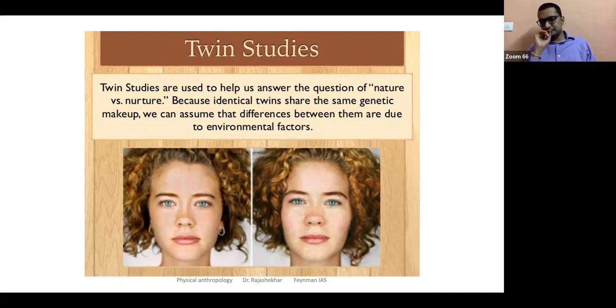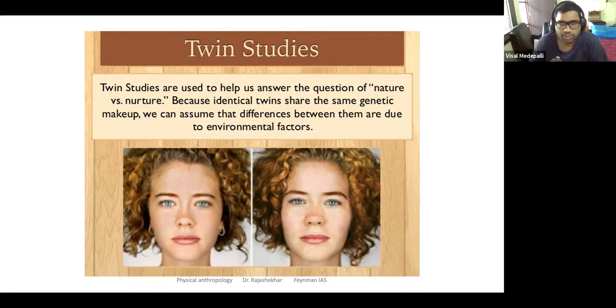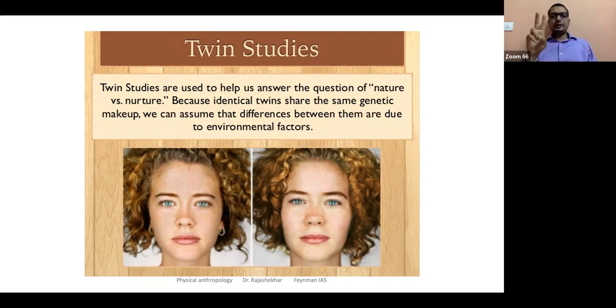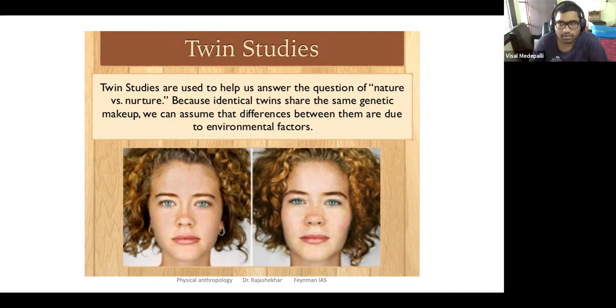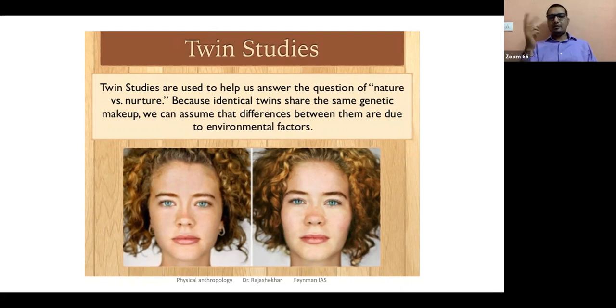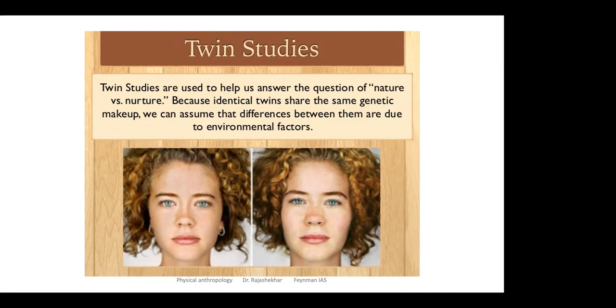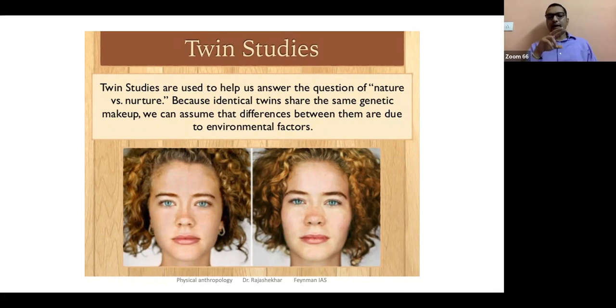Is it their genes playing the role or is it their environment playing the role? If two identical twins show a difference in their intelligence, that could be an expression of genes in one. So if genes are playing the role, then they both should have the same intelligence. Correct? As they have the same DNA, whatever differences we are seeing must be because of environment, not because of DNA. So that is how we base this study.